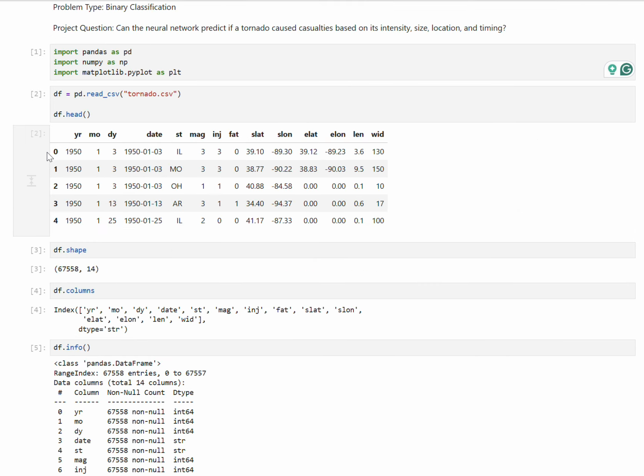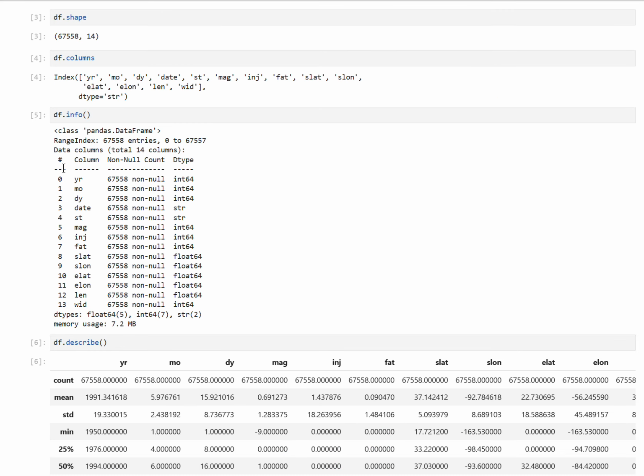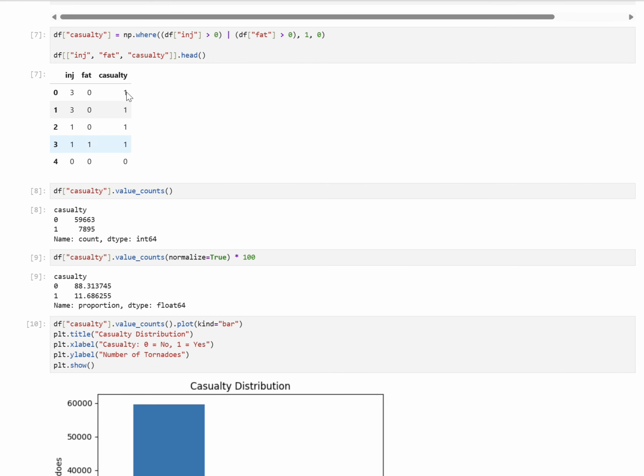It's important to know that I used, I think it's up here, binary classification. So a 1 is a casualty and a 0 means there's none. Casualty means injuries or deaths. So if there was one injury, there would be a casualty with a tornado, etc., etc.